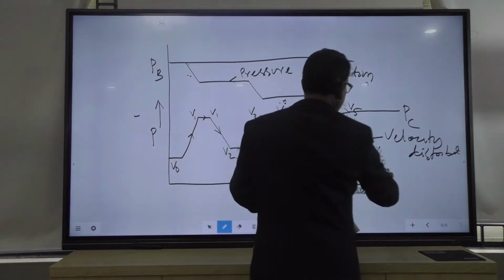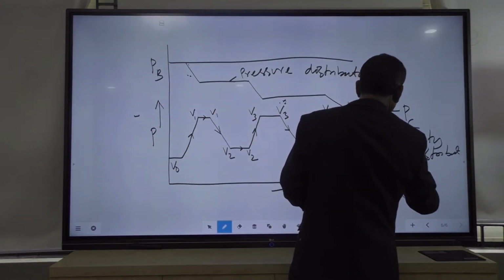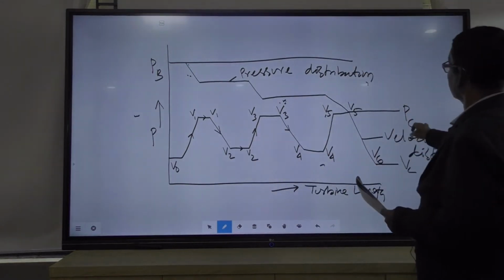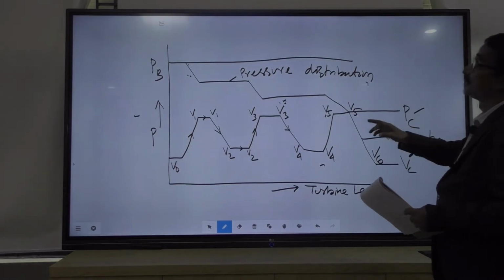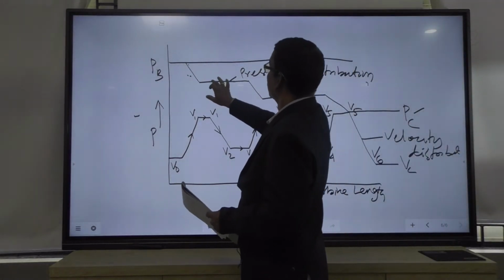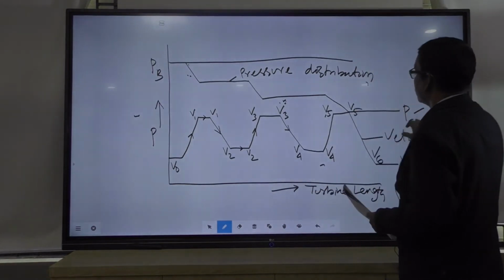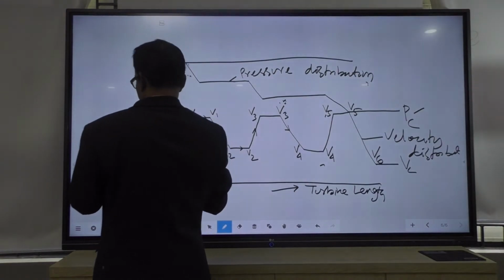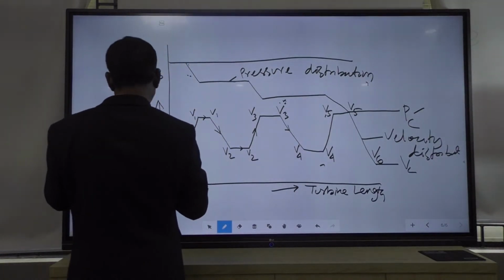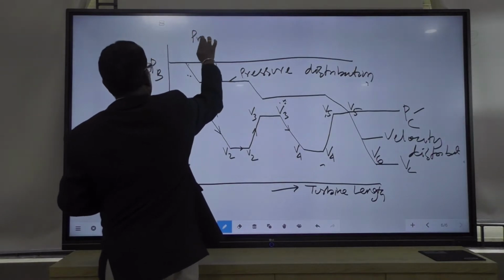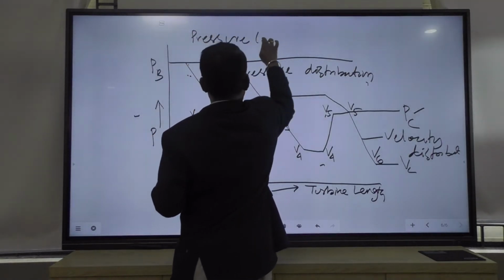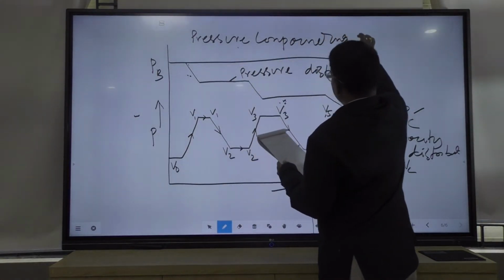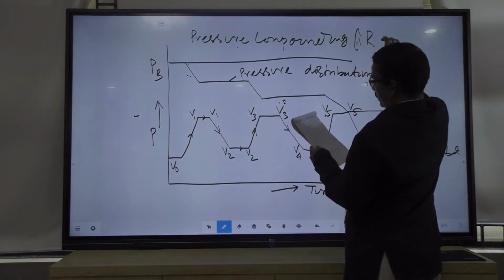So it will last to your condenser velocity, where the velocity is very less, Vc, and C also denotes your condenser pressure. So here in different stages the pressure reduces in the turbine. This is called your pressure compounding. And this takes place in the turbine, it is called a reactive turbine.